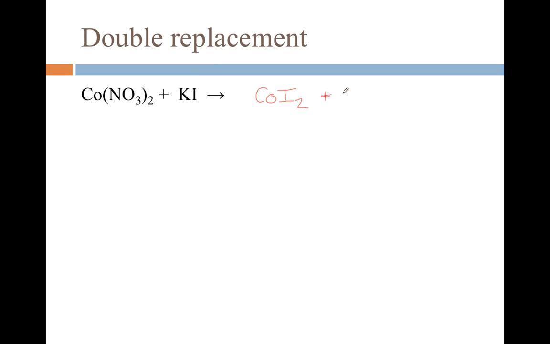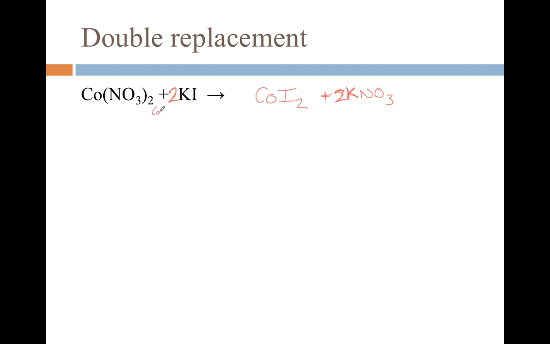And then I'm going to get potassium nitrate, KNO3. Potassium has a charge of +1, nitrate has a charge of -1, so they'll be in a 1-to-1 ratio in that compound to make a neutral compound. When I go back to balance this, I have 2 iodides on the right, so I'm going to add a 2 right here to balance that. Then I'll have 2 potassiums on the left, so I'm going to add a 2 right here to balance my potassiums, and then my nitrates will be balanced.